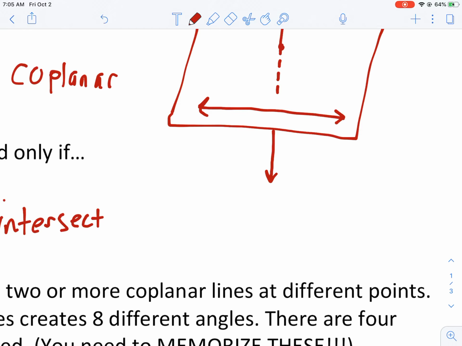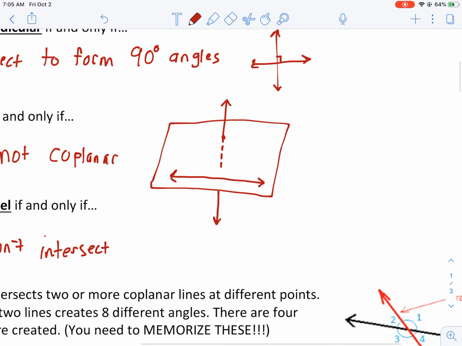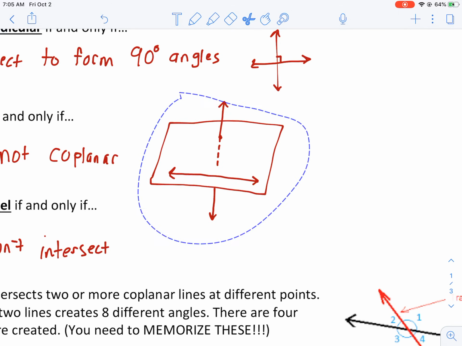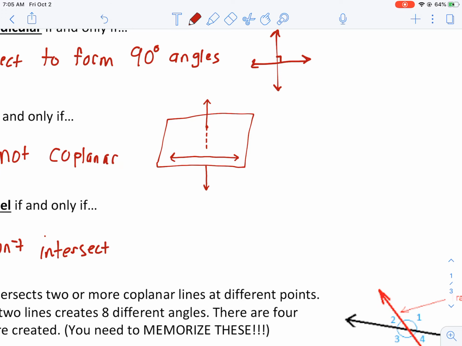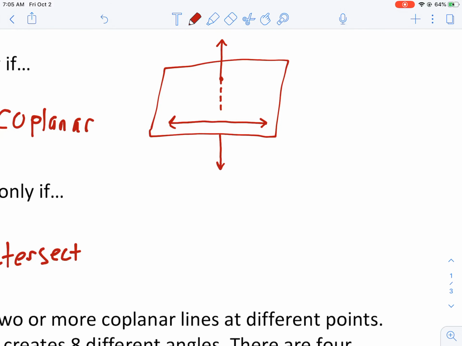So, man, how do you draw parallel planes? Let's try and figure this out, guys. Let's shorten this a little bit. Parallel planes, we would have something like, we'd have a plane, and then we would have another plane underneath it, maybe.